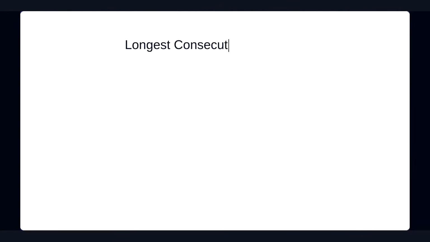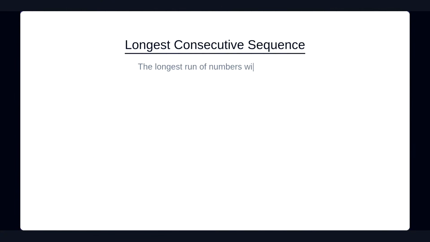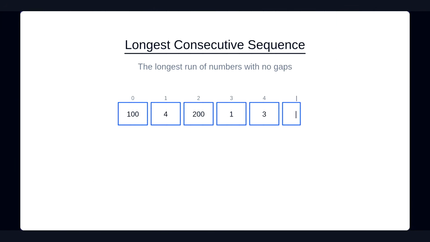We are given an array of numbers in any order, and we want the length of the longest run of consecutive integers that appear in it. Here the numbers 1, 2, 3, and 4 are all present, so the longest run has length 4, even though they are scattered around. We could sort first, but there is a way using a hash set that touches each number only a couple of times.